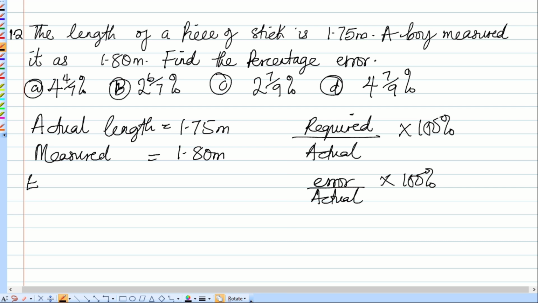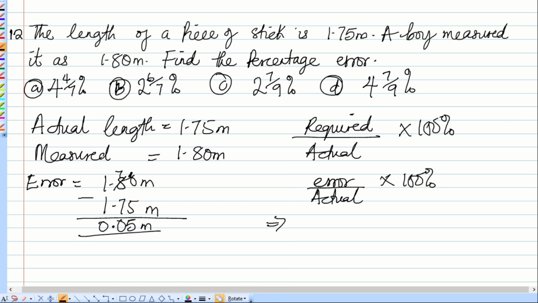First of all, you need to find the error. The error would be 1.8 meters minus 1.75 meters. You see that 0 take away 5 won't work, so you borrow, this one remains 7. That is 10 now, so 10 minus 5 is 5. 7 minus 7 is 0. So everything is 0, and our error is 0.05 meters. So let's plug it into the formula: 0.05 meters over the actual length 1.75 meters, times 100%.